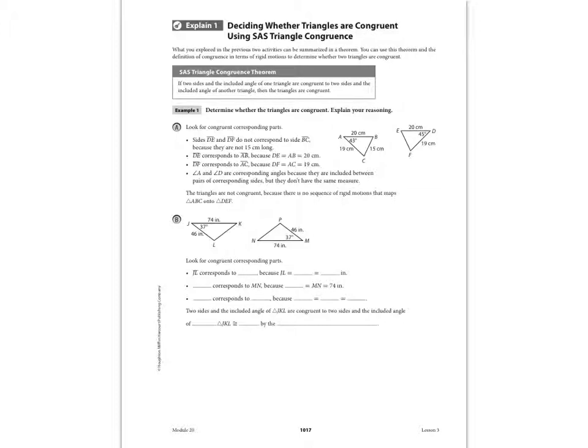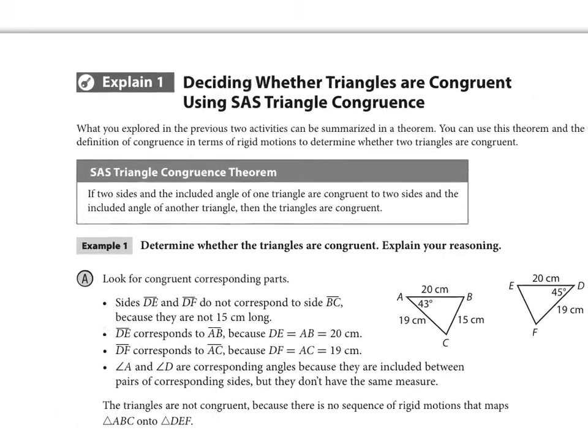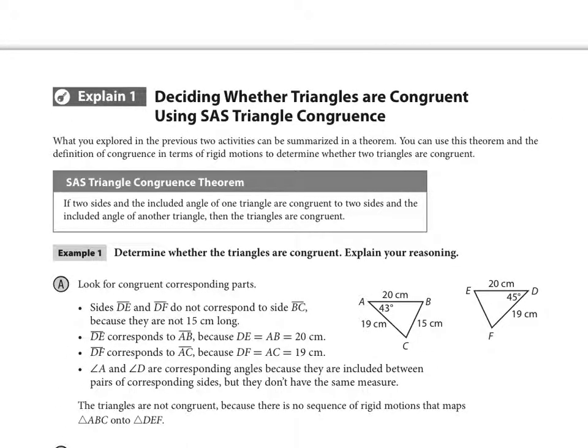Here on page 1017 is the statement of the SAS triangle congruence theorem. Go ahead and read that, but just to summarize, if two pairs of sides and the pair of included angles are congruent, then the triangles are congruent. Remember that the triangles being congruent means that we can use CPCTC, because that tells us all 6 parts will now be congruent. That's mainly the whole purpose of wanting the two shapes to be congruent to each other.